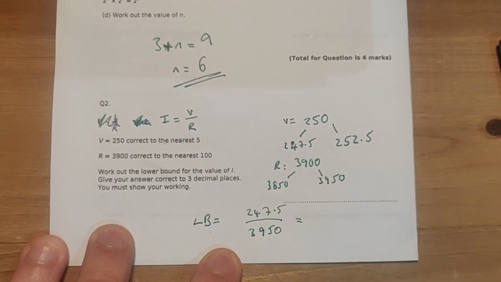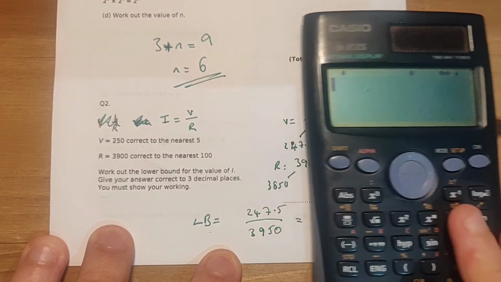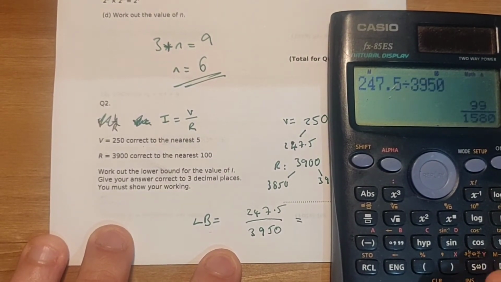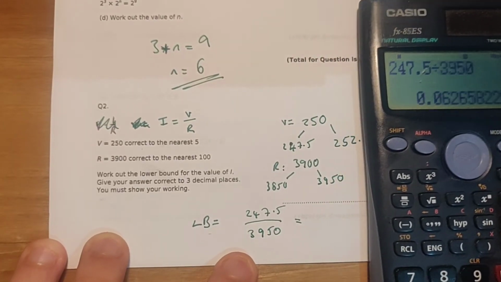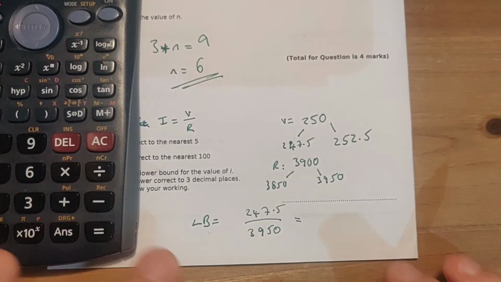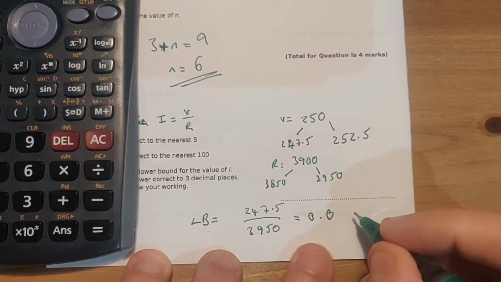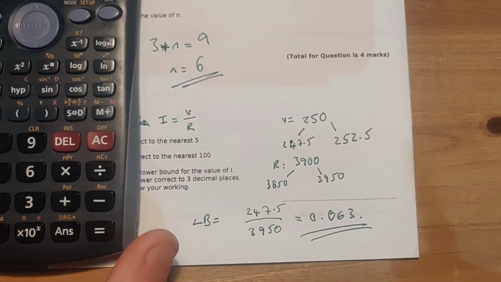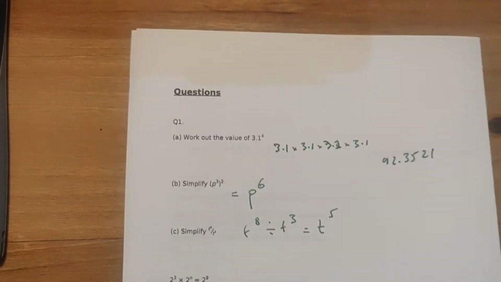3950. Type that into a calculator. 247.5 divided by 3950. I get that. And it says it wants it to 3 decimal places. 0.063. Okay, 0.063 there. Great. We're going to go on to question 3 now. Which is this one here.